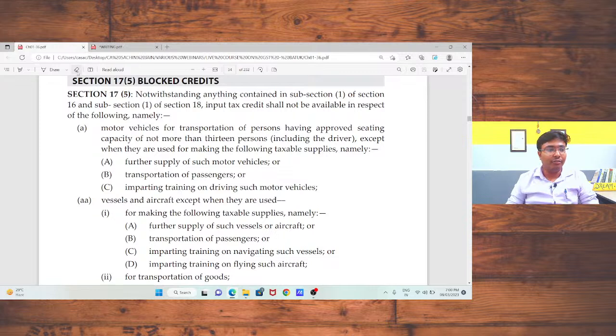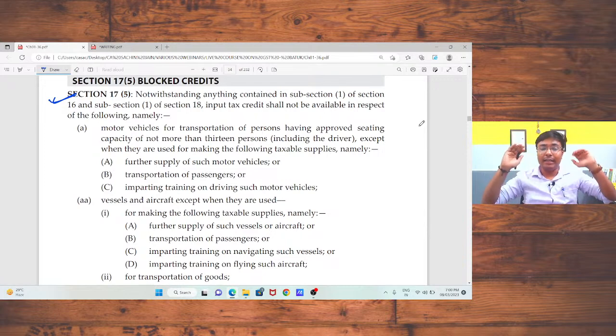Okay, sir. One comment from one side. So, most probably the voice is okay. Okay, sir. So, today we are going to start our discussion on a very important topic under GST.